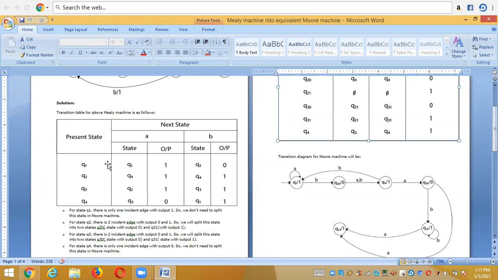First, you need to take the Q1 state as it is from the Mealy machine, and you need to copy the same output states for the present states from the Mealy machine, right? So what I did here is I just copied Q1.